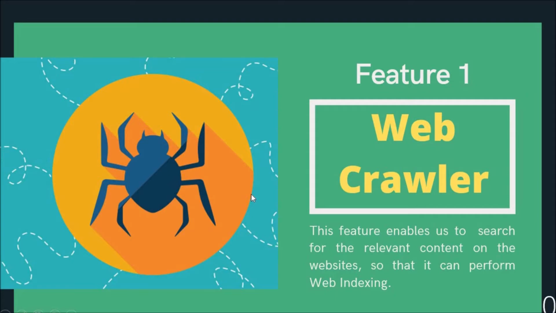Thank you, Usha. So the first feature we have incorporated into our project is the web crawler. So what is a web crawler? A web crawler is a computer program that automatically searches documents on the web. These are primarily used in web search engines to browse the internet and build an index. So similarly, in our project, this feature enables us to search for the relevant content on the websites in order to perform web indexing.